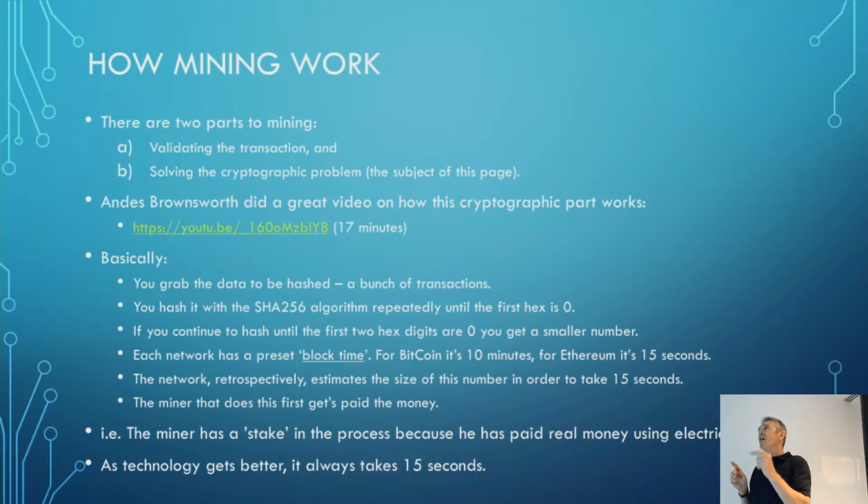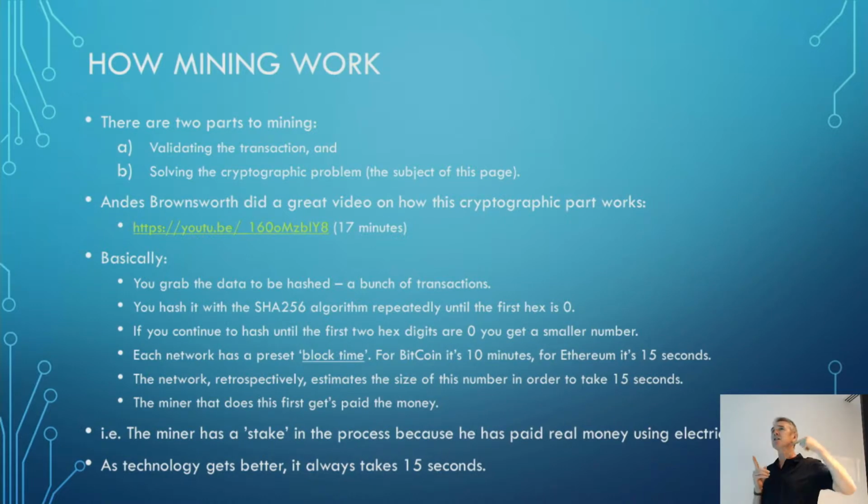Now, it's a hex number of about 24 characters long, I think. I'll show you one in a moment. But obviously, as the leading characters are 0, the number's getting smaller and smaller. What happens is the blockchain authority, or the smart contract that runs the Ethereum network, has it written into it that this needs to take 15 seconds. It's called the block time. For the Bitcoin network, it's 10 minutes.